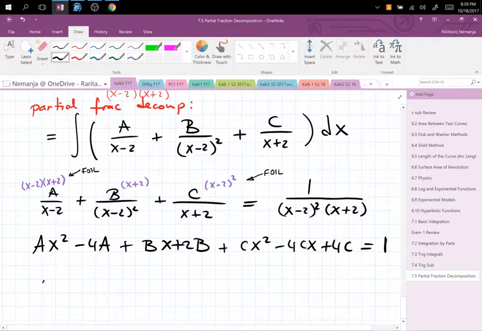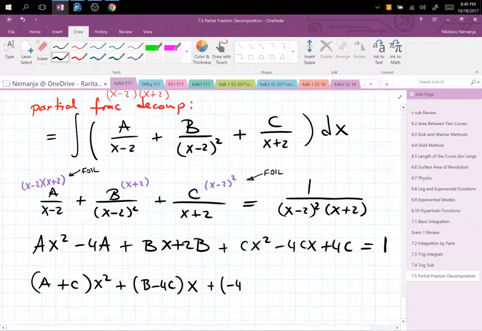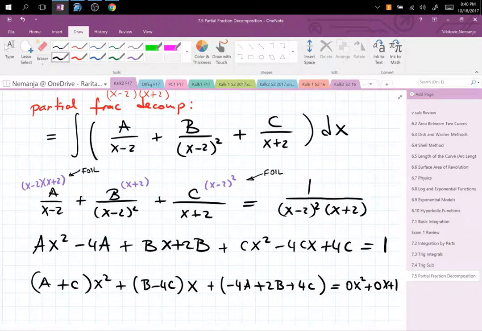So now what do I have? I have a plus c times x squared plus b minus 4c times x plus negative 4a plus 2b plus 4c equals 0x squared plus 0x plus 1. I put the placeholders in to make sure that I have something to compare for x squared, something to compare for x.